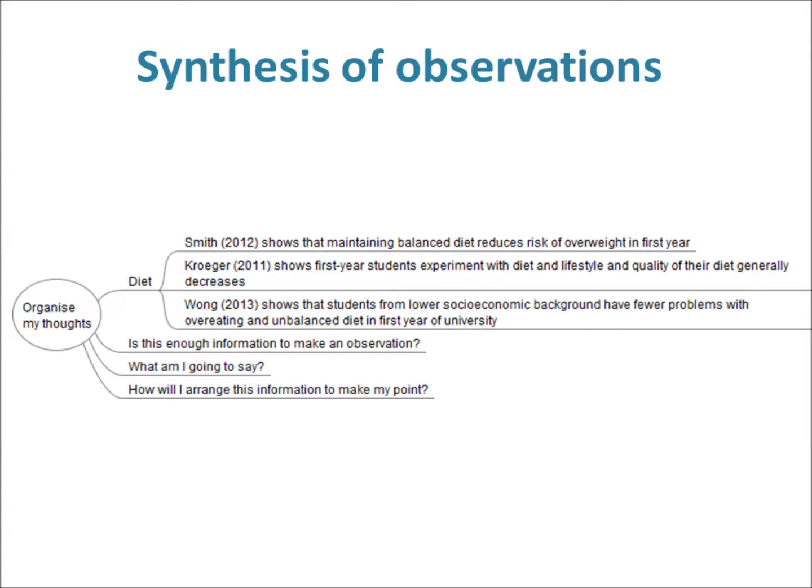Now you can decide to just write this down, but it will be more like a laundry list than a literature review. What you should be asking yourself now is what exactly this information says about diet and what is it that you want to include in your review. Perhaps you could ask yourself these questions. Is this enough information to make an observation? What am I going to say, or what am I wanting to say? And finally, how will I arrange this information to make my point?